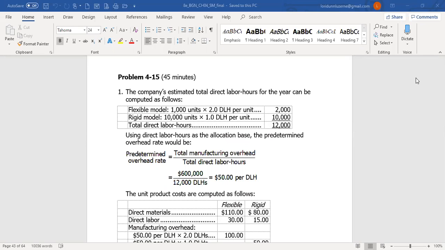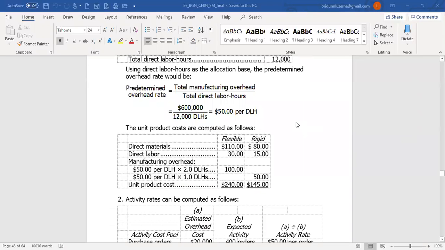If we're going to allocate manufacturing overhead on the basis of total direct labor hours, we want to take the total manufacturing overhead of 600,000 divided by the 12,000 direct labor hours that will be used, $50 per direct labor hour. So what's the total cost for the flexible?